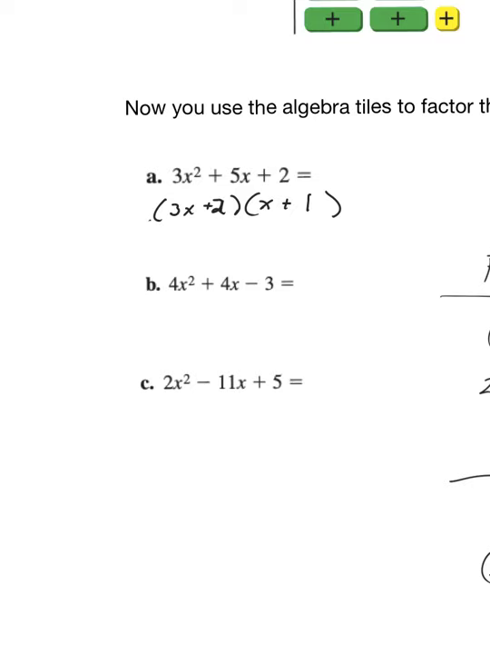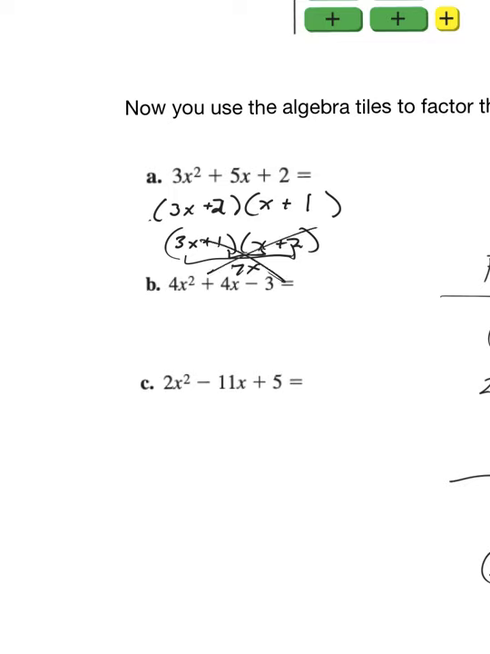Okay, so the correct factorization will be 3x plus 2 times x plus 1. It may be that you tried 3x plus 1 times x plus 2, but your OI check here would give you 6x plus 1x for a total of 7x, and that won't work for you.